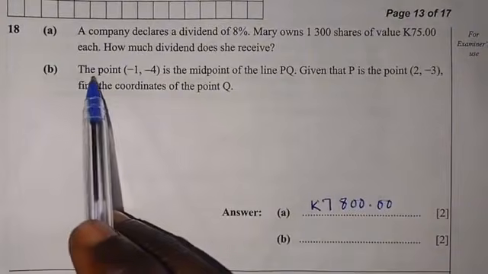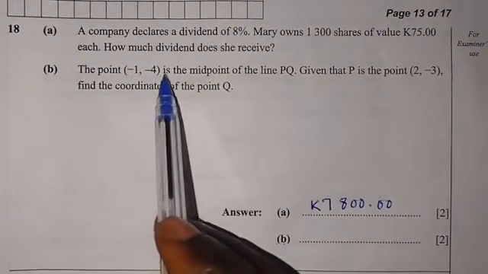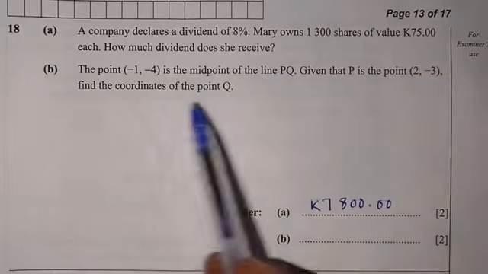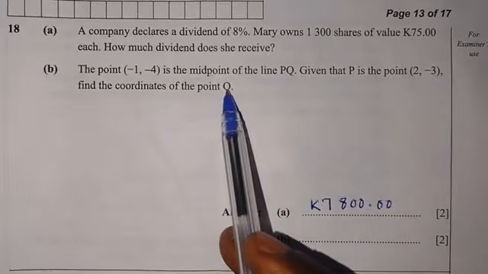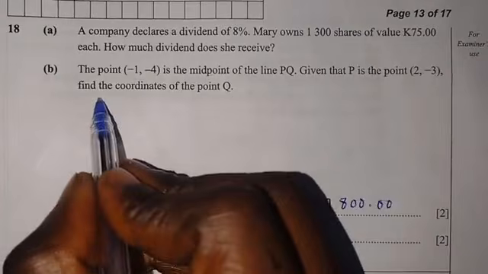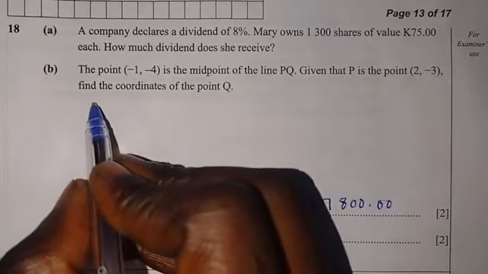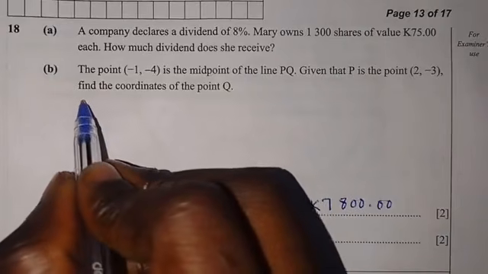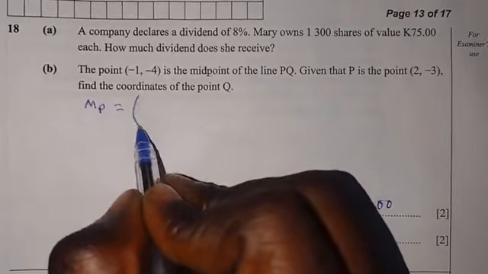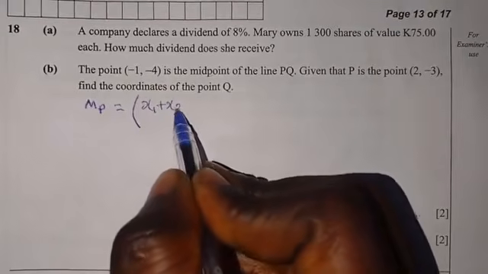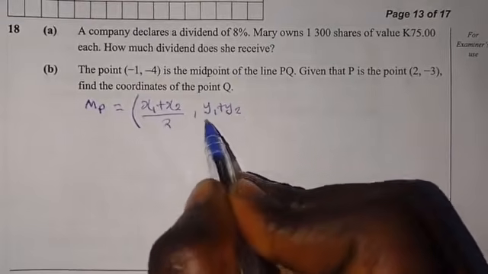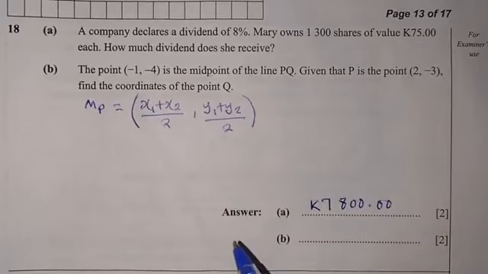So this is our question B. The point -1, -4 is the midpoint of the line PQ. Given that P is the point 2, -3, find the coordinates of the point Q. So here, we must take note that we are talking of the midpoint of PQ. So what we need to take into consideration is the formula for midpoint. So midpoint is given by this formula, where you get x1 plus x2 divided by 2, comma, y1 plus y2 divided by 2. This is the formula for midpoint.